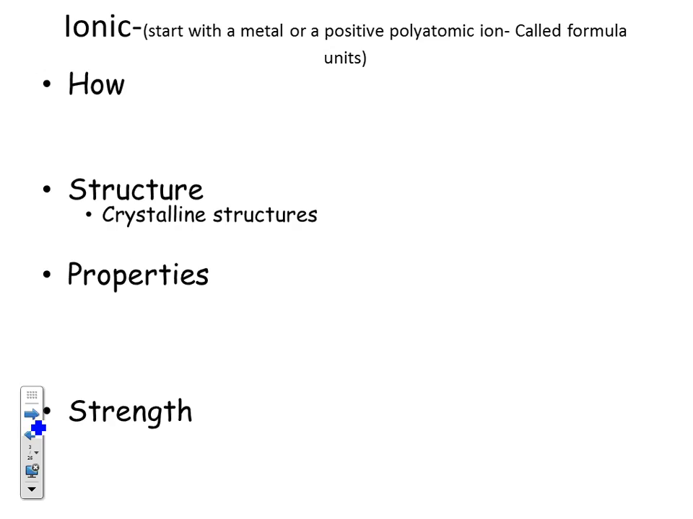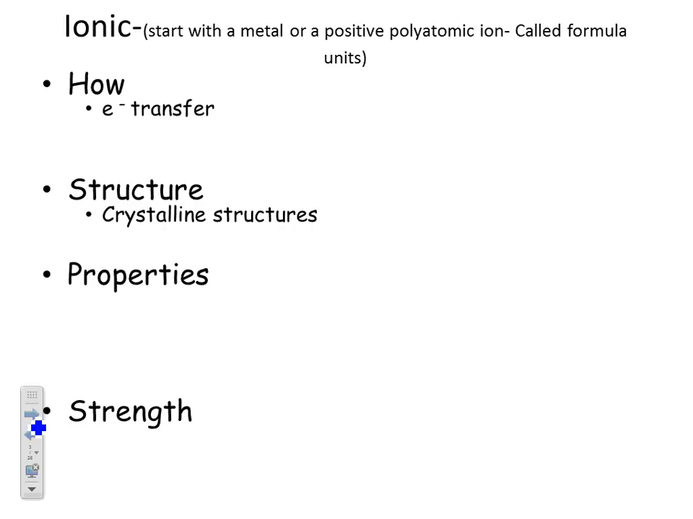Okay, so the first thing to consider is what we can learn about ionic compounds. First of all, you should pay attention and note that ionic compounds, for our purposes, will always start with a metal atom, and those are located on the left-hand side of the periodic table, or they might have a positive polyatomic ion. We're going to talk about polyatomic ions later. We call an ionic compound a formula unit. You've probably heard the word molecule before, but molecule is used specifically for covalently bonded compounds.